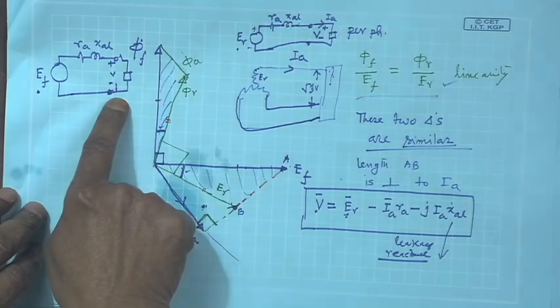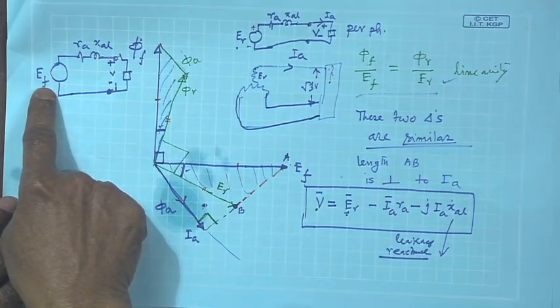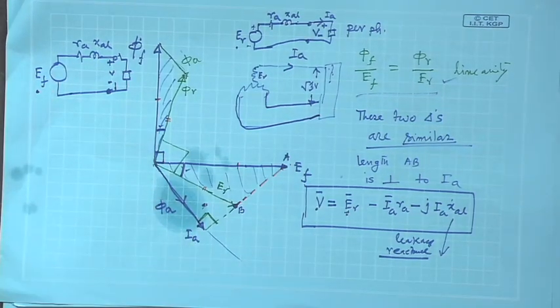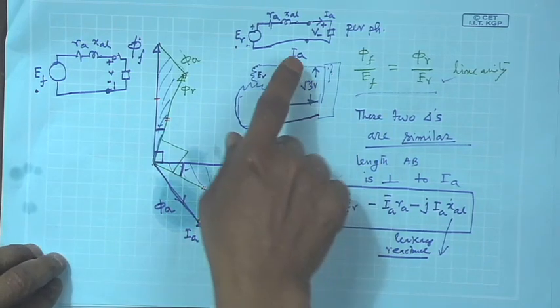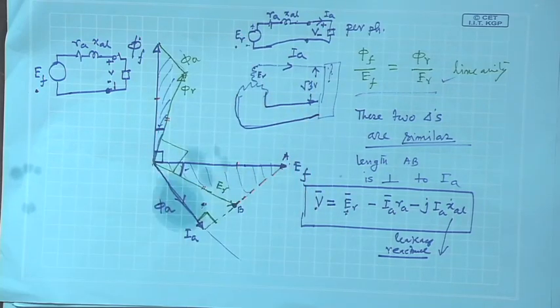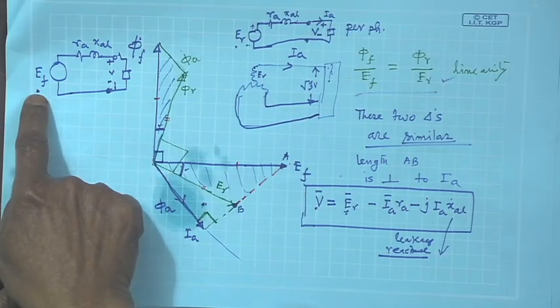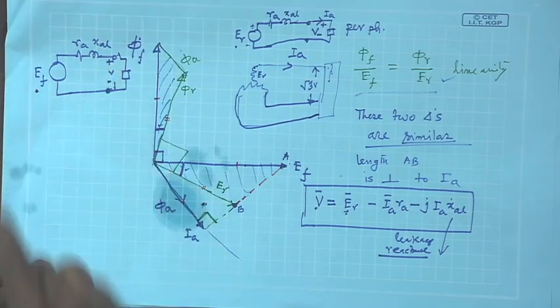switch open, there will be some voltage induced EF, whose value directly depends on the field current. And since the AC side is open circuited, the same EF will appear across V as there is no current.